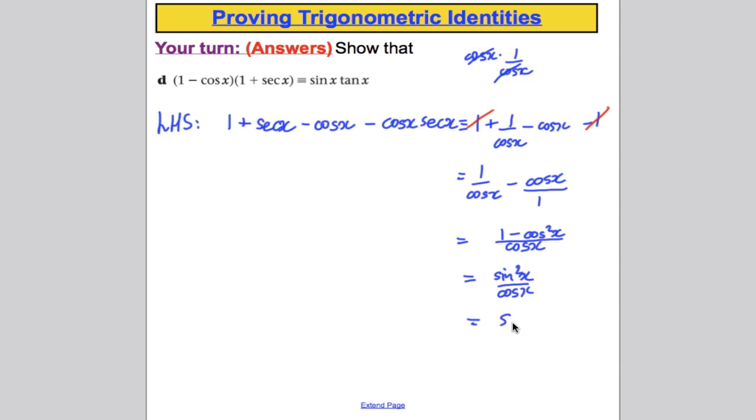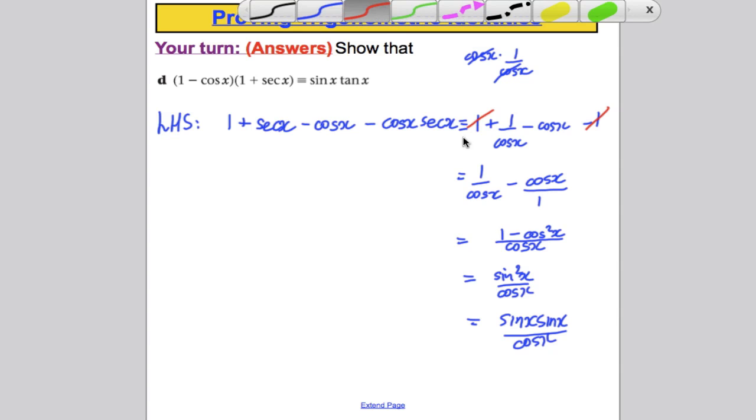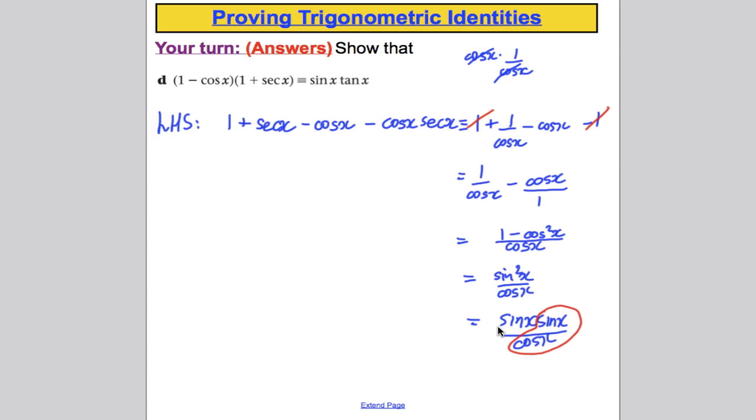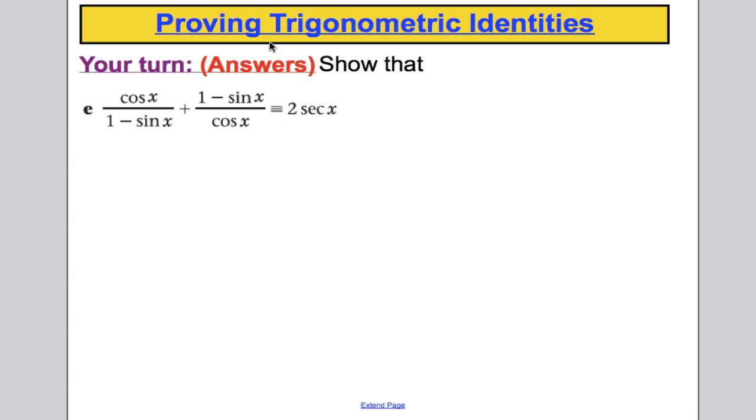okay, and that's sine x over cos x. And exactly as we did before, we can say this sine x over cos x is equal to tan x, and we've still got a sine x left over on the numerator. So this is sine x tan x, which is the right hand side as we want it. Simple as that.